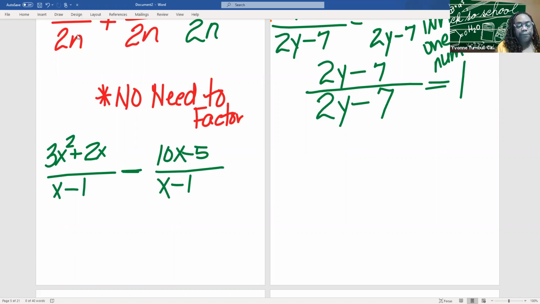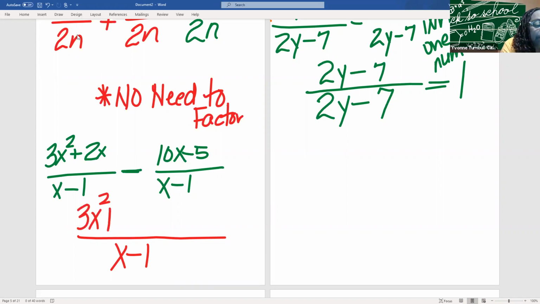All right. We're going to do like it says up top. It says write one numerator. So my denominator is the same, so I know that's not going to change. I'm just going to write my denominator, x minus 1. I'm going to write my numerator together as 3x squared plus 2x, and I have 10x minus 5.